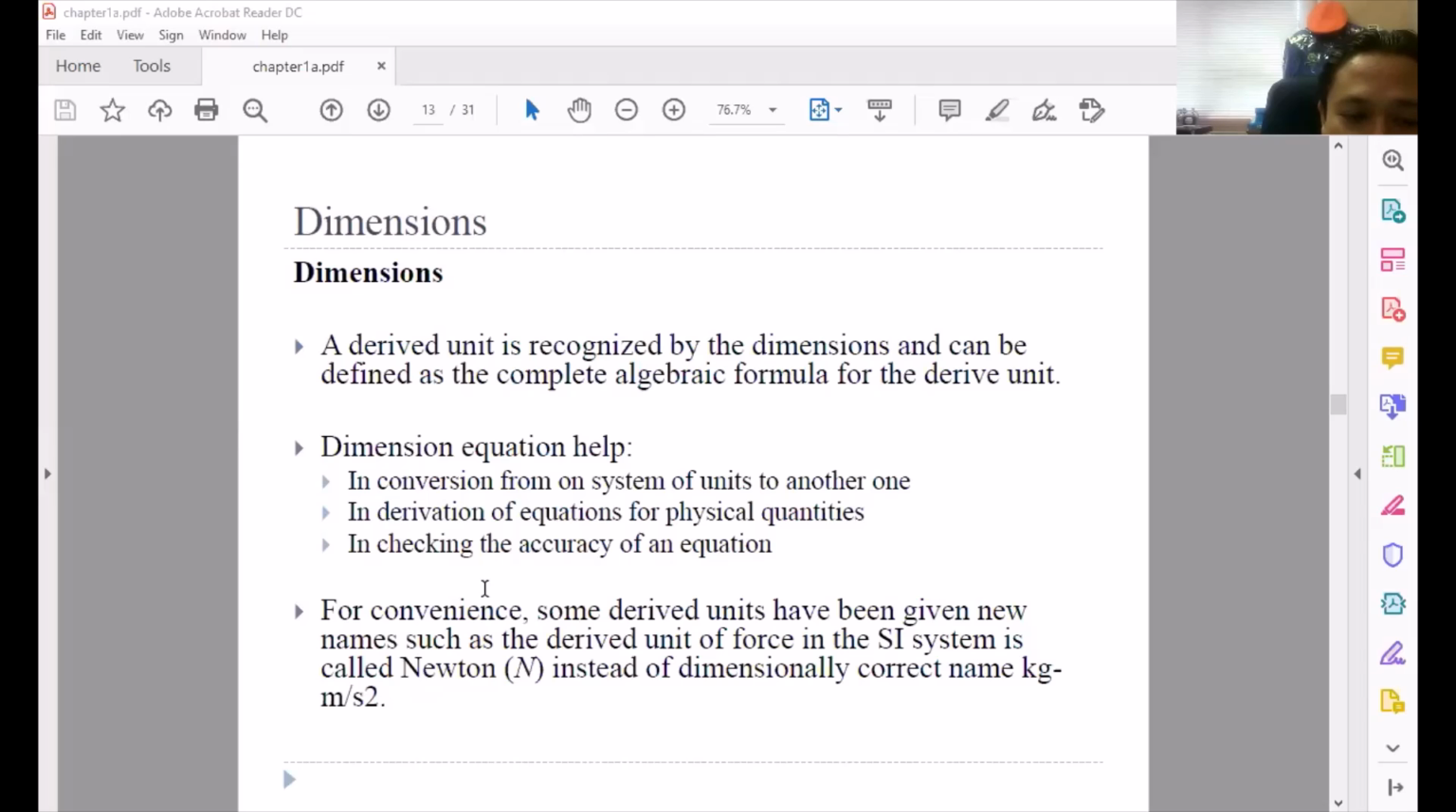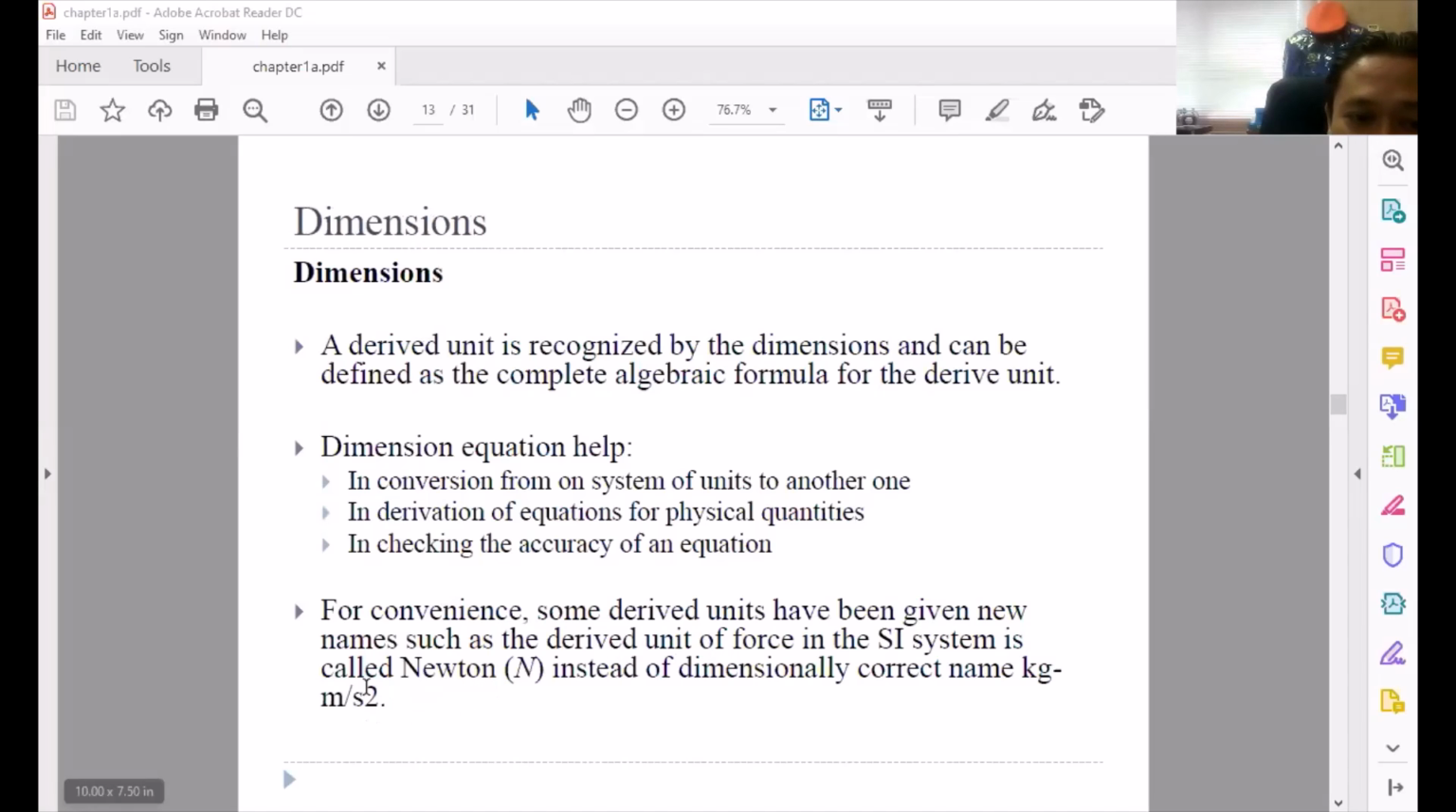For example, some derived units have been given new names. From the base units, length divided by time, we get velocity. So velocity is the new name. Acceleration means velocity divided by time, so we get acceleration. Acceleration is also a new name. We can give a new name for this.